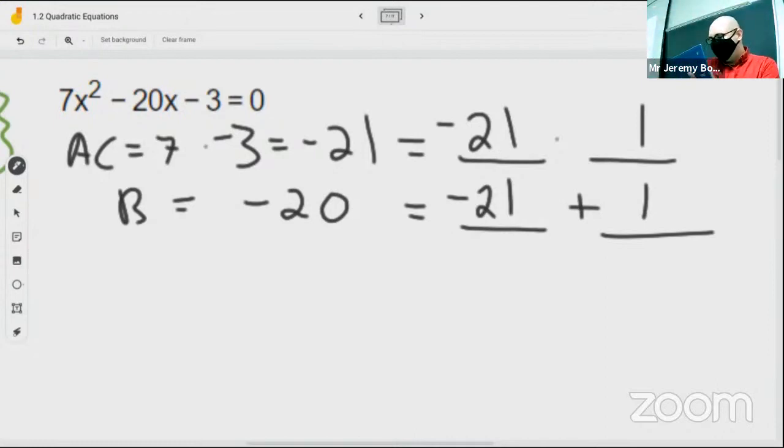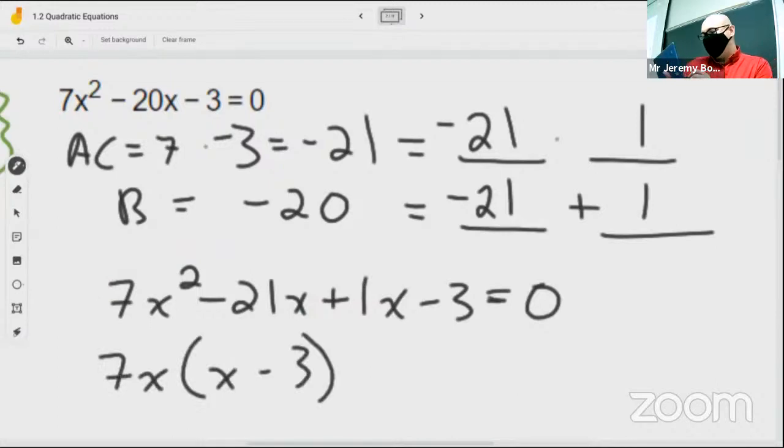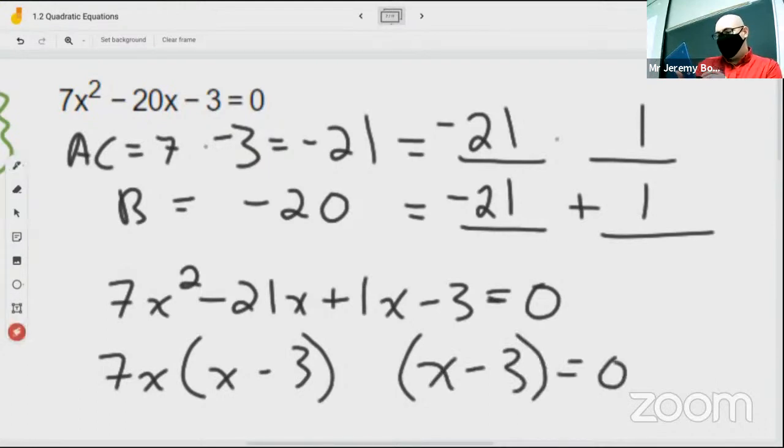So this one we have to do the grouping because the a term is not 1. So we have 7x squared minus 21x plus 1x minus 3 equal to 0. What can I factor out of this pair? It's a 7x. We'll be left with x minus 3. Oh, this is a good one. Now, if I want to get an x minus 3 from my second pair, it's already x minus 3. So I'm just going to factor out a positive 1. So if it's already what you need, you just factor out a positive 1.